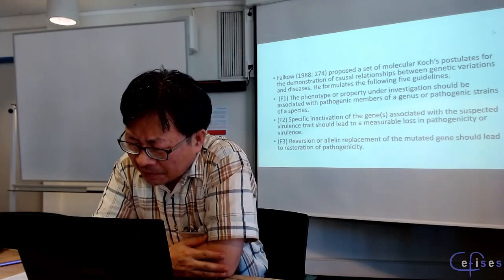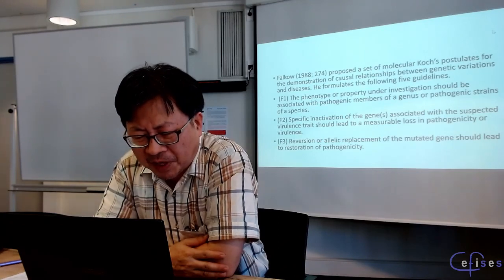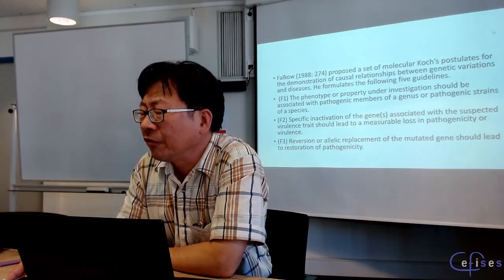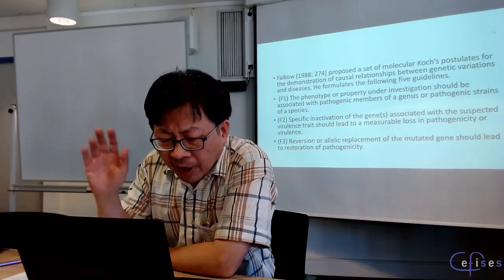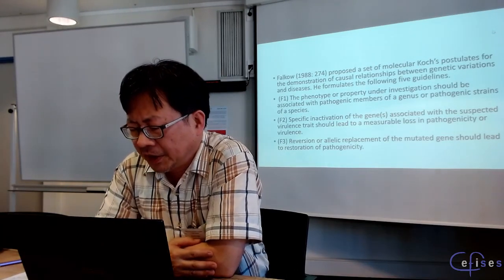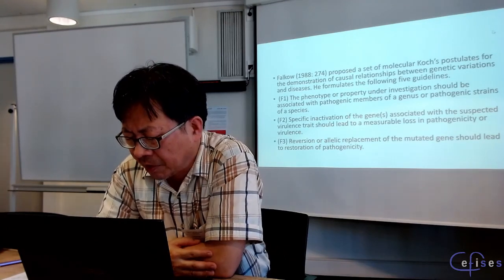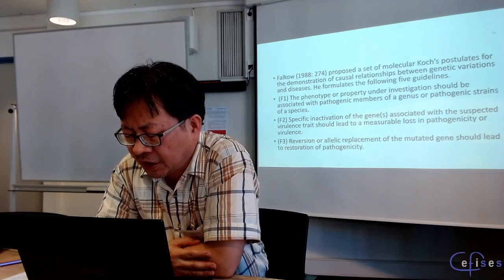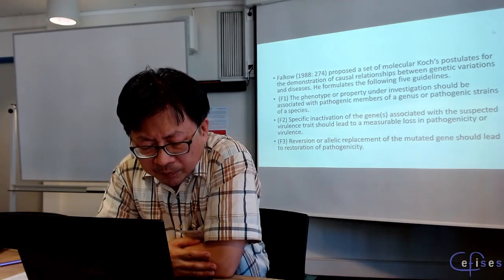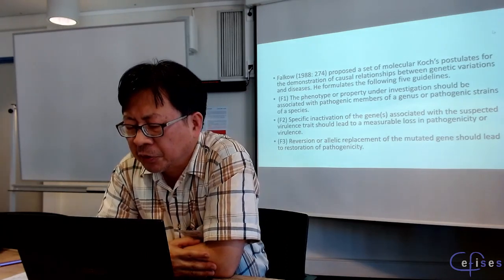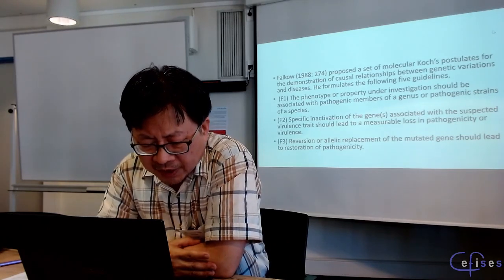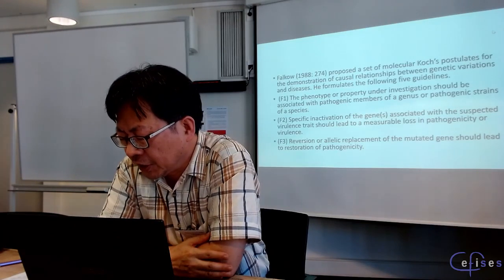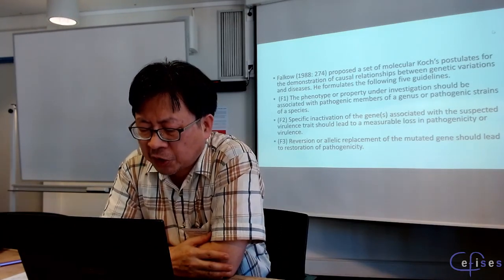I propose a set of molecular causal postulates for the demonstration of causal relation between genetic variations and the disease. He formulated the following five guidelines. F1, the phenotype or properties under investigation should be associated with pathogenic members of a genus or pathogenic strains of a species. Specific inactivation of the gene associated with the suspected virulence trait should lead to a measurable loss in pathogenicity or virulence. Reversion or allelic replacement of the mutated gene should lead to restoration of the pathogenicity.